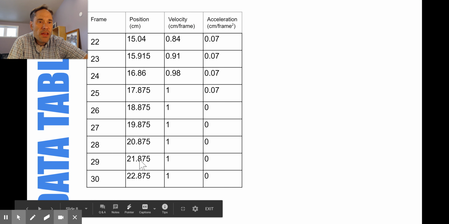I then eventually made it up to a total position of 22.8, and my velocity stayed at 1 once it got there, 1 centimeter per frame. And my acceleration, once I was no longer speeding up, dropped to 0.